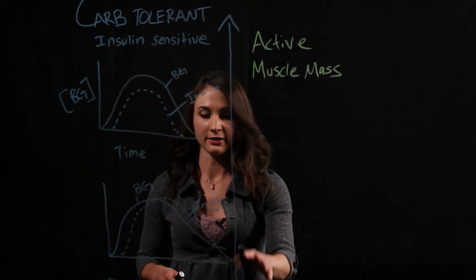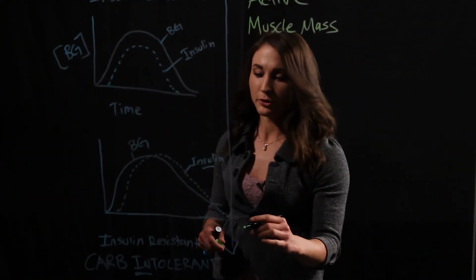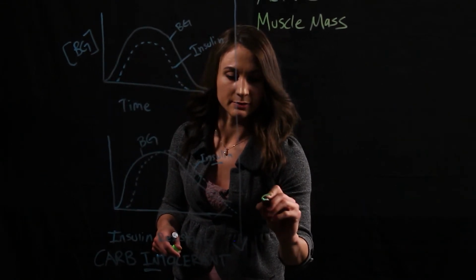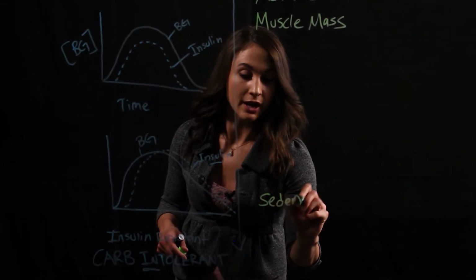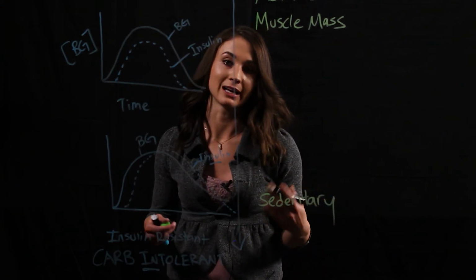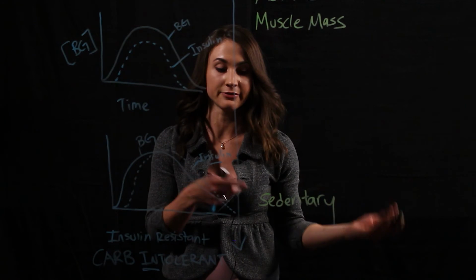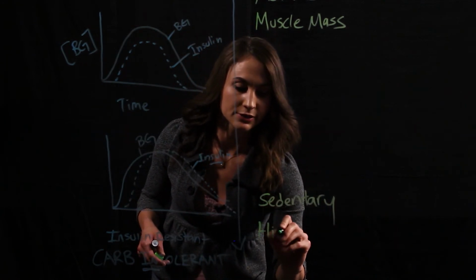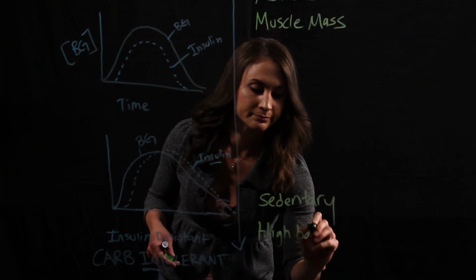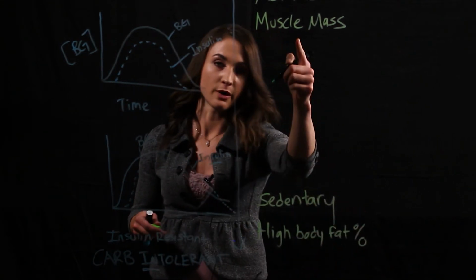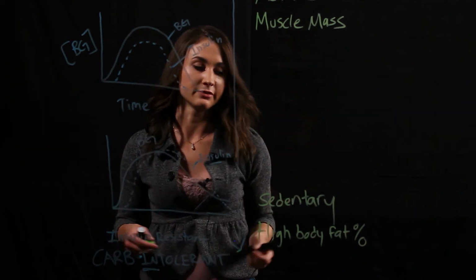Now, if we look down at this side of the spectrum, people who are insulin resistant might be more apt to be sedentary. So they're not burning through their glucose and their glycogen stores as much, therefore they're at a higher risk for their glucose to be converted into fat. Then also, we might see a high body fat percentage. Meaning they have lower amounts of muscle mass on their body, relatively speaking.